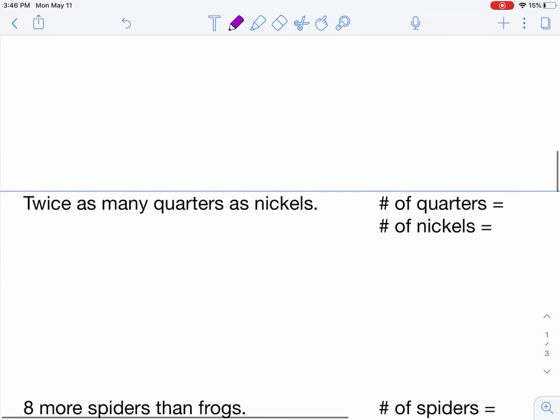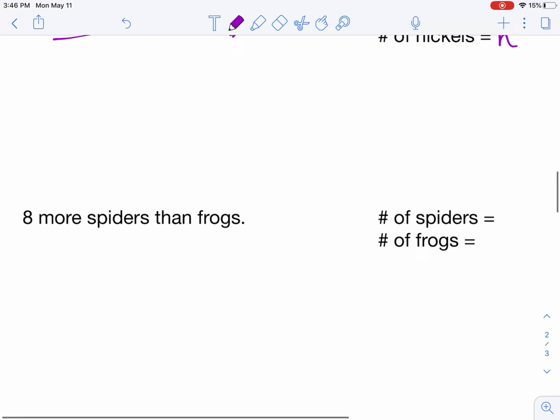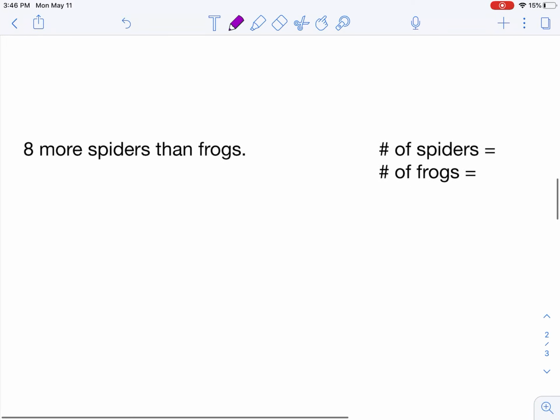Twice as many quarters as nickels. Well, the "as" is kind of like the "than", so I'll have n nickels and I'll have 2n quarters. That means I have twice as many quarters. 8 more spiders than frogs, so let's have f frogs, because that's the "than" part. The "than" part, we're just going to make f, and the spiders, I have 8 more spiders, so f plus 8, or 8 plus f. Okay.